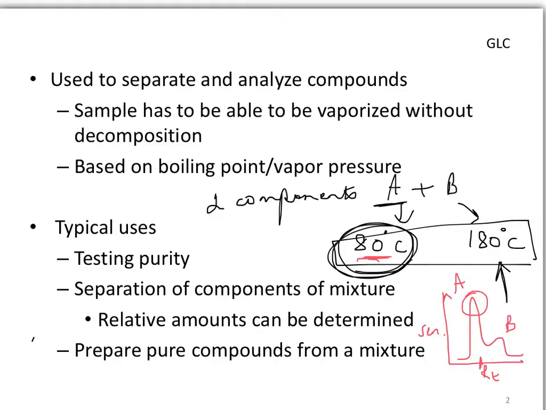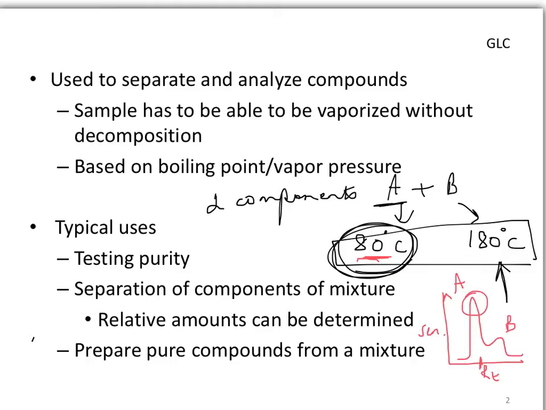So what's the take-home message? The take-home message here is that in a GC, the lower the boiling point, that would mean that particular sample is going to go faster.